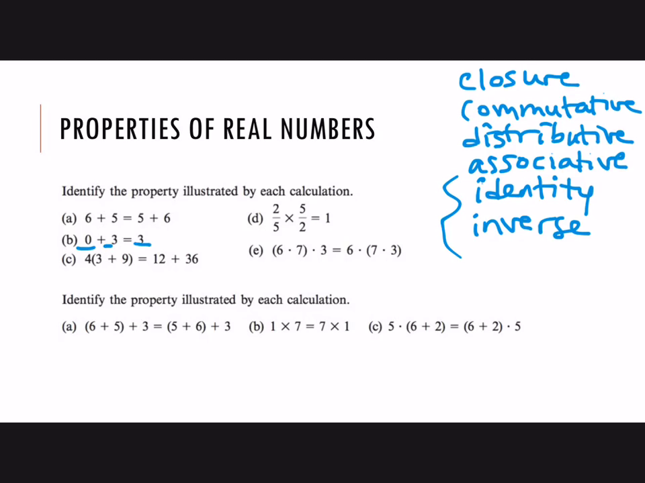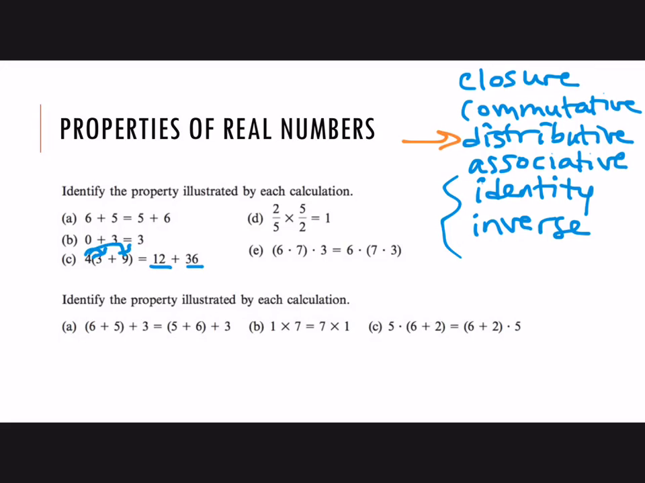In part C, this one I think is a little bit easier to pick out which property it is. So how do we get 12 and 36? Well, this is 4 times 3 and 4 times 9 to get 12 and 36. So that 4 has been distributed, so that is the distributive property.